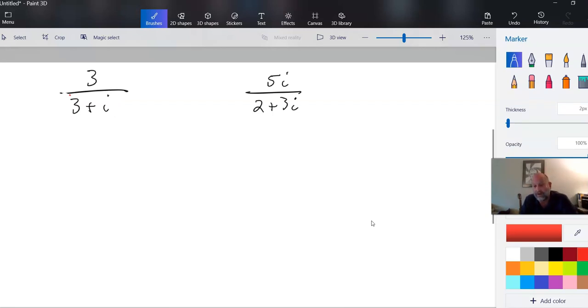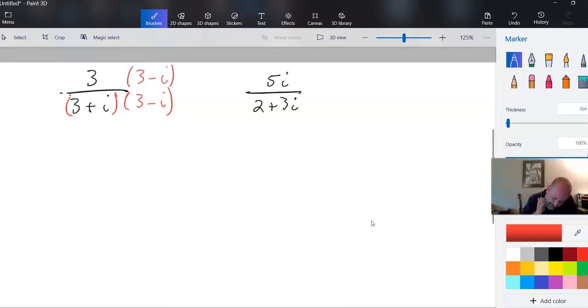So what we're going to do here is use the conjugate. One of the nice things about the conjugate is that it gives you a real number as a result. And that's what we're after. We want a real number in the denominator. So if I have 2 terms down there, I'm going to multiply by the conjugate of those terms. So what I'm going to do is multiply top and bottom by 3 minus i.